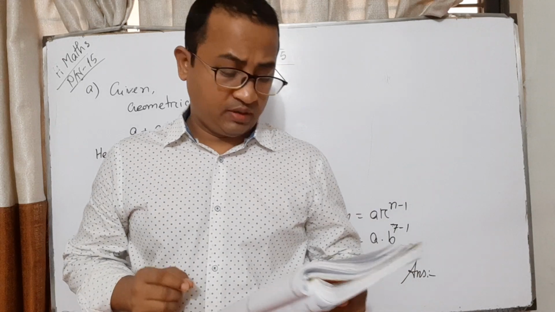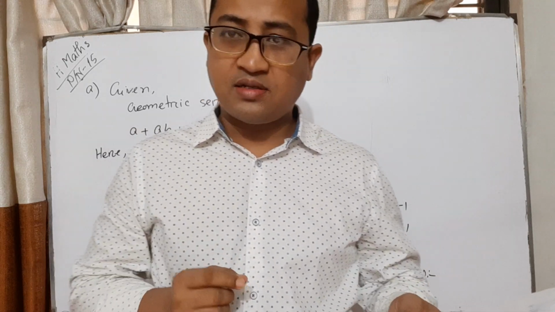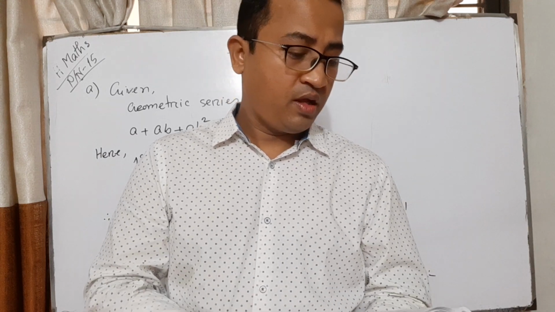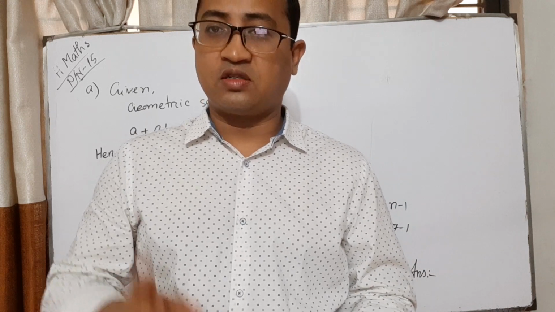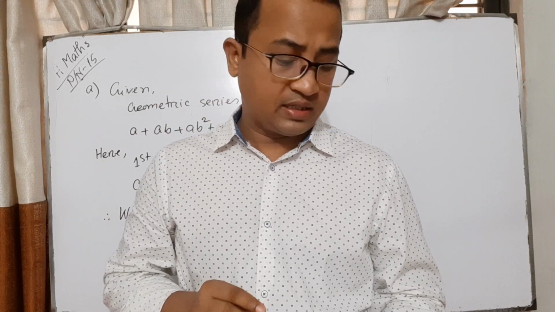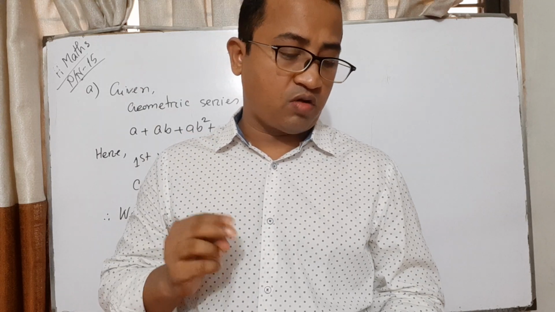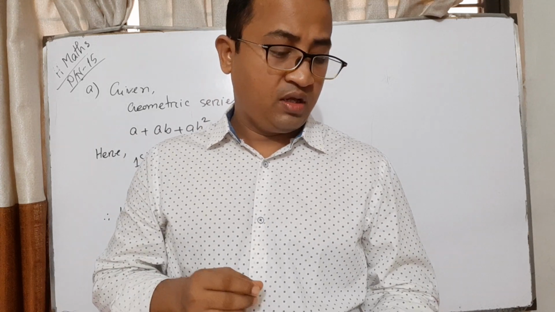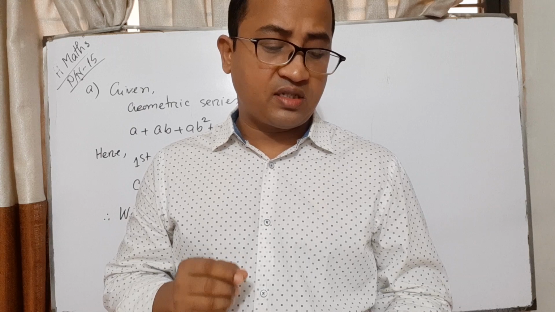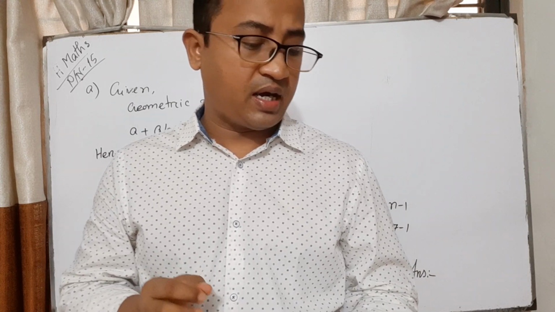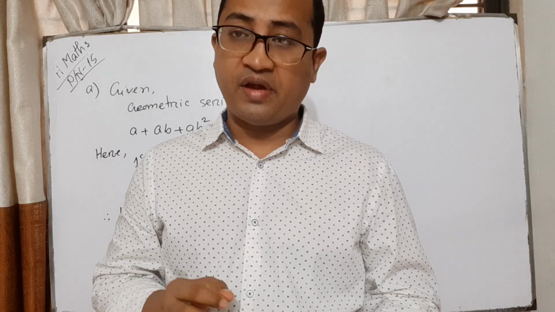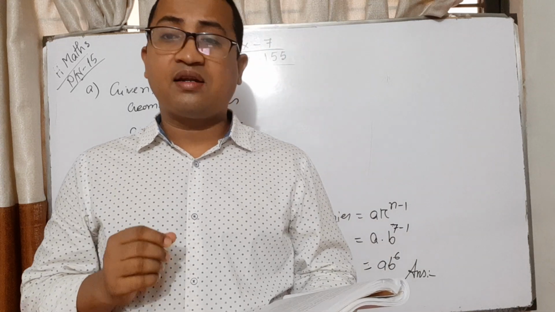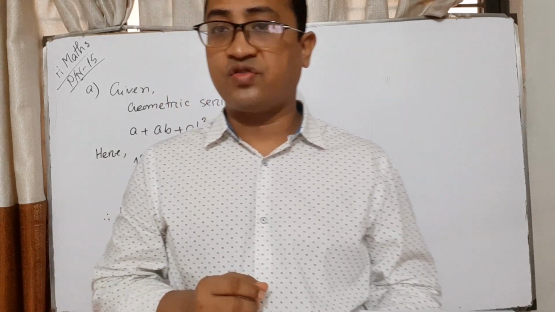Now question number 15, that is a creative question. It is given a plus ab plus ab square plus dot dot dot is a geometric series. Question 1, what is the 7th term of the series? Question 2, if a equals 1 and b equals half, determine the sum to infinity of the series if it exists. Question 3, determine the sum of the first n terms of the series which is found by placing 3 instead of a, 33 instead of ab, and 333 instead of ab square.